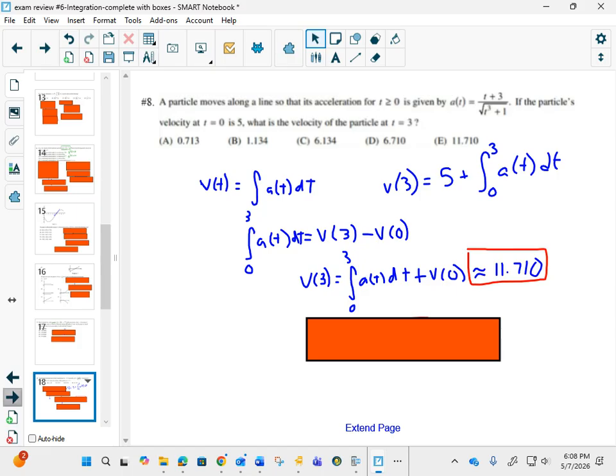And notice they gave the answer if you forgot to add the 5. Just the integral will be the 6.710. So you have to read the question, because this question could say, how much has the velocity changed between 0 and 3? Then the answer would be the 6.710. But it's asking what is the velocity.